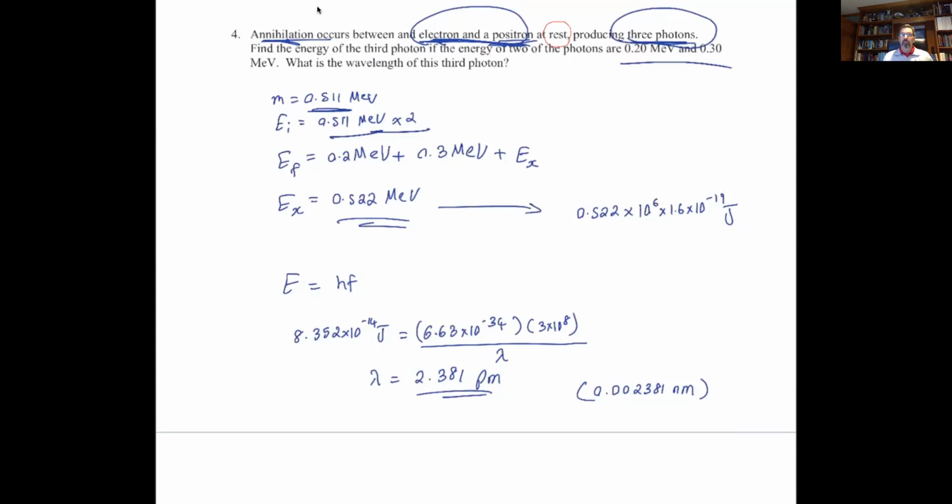One of my least favorite topics is Rutherford scattering on Friday, but we'll look for that in the pre-lecture video and read that in your textbook.